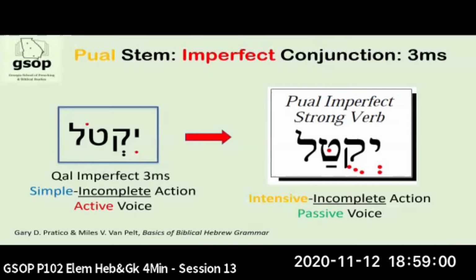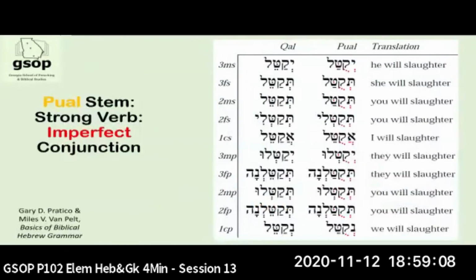So it's yikutel, yikutal, and intensive action, incomplete, passive voice. And again, it's reading active. Maybe there's something I'm missing here. I'll double check this and get back with you next week. These all read active and not passive.